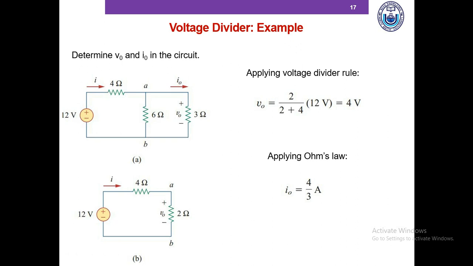And once we do that, we get the circuit in figure B, and then we have our usual voltage divider format, two resistors in series, and we know the terminal voltage, 12 volt. Now V0 is equal to 2 by 2 plus 4 times 12. So that's V0. And once we get V0, we can just apply Ohm's law to get I0. I0 equals V0 by 3.